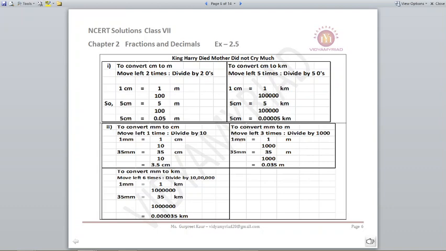Now to convert millimeters to meters. See, what is millimeter? Millimeter stands for much and meter is mother. How many jumps? 3 jumps towards your left. That means 3 zeros. So 1 millimeter is equal to 1 upon 1000 meters, or I can say 35 millimeters will be equal to 35 upon 1000 meters, which can be written as 0.035 meters.